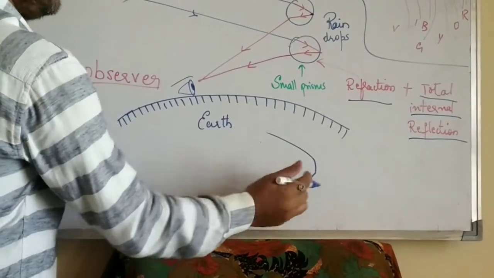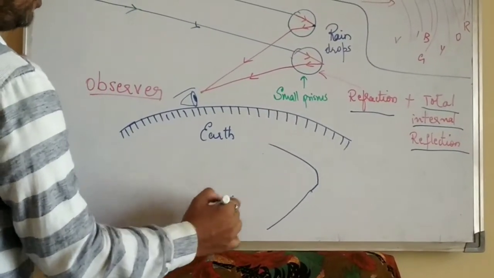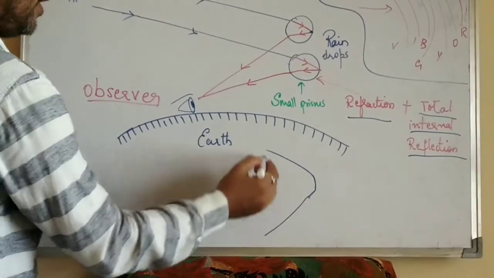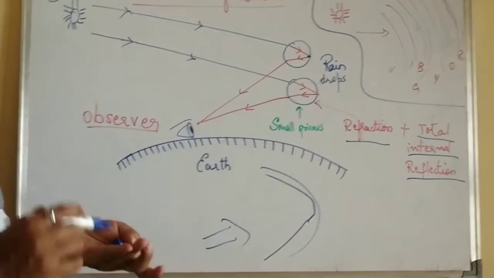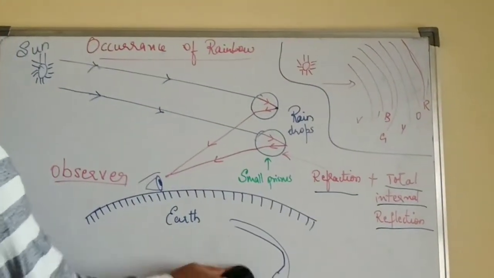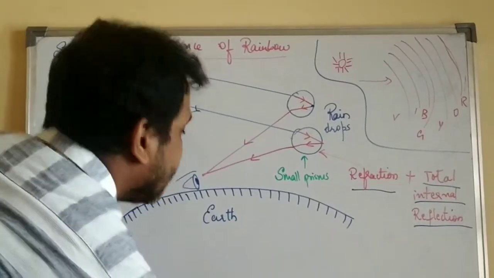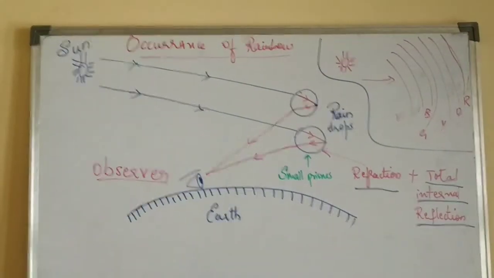So that's why you are observing it in the form of a circular arc. When you see from the earth, you are observing all the 7 colors like this. So this is one of the natural phenomena to illustrate dispersion, that is, the occurrence of a rainbow. Okay, this is how the rainbow will happen.